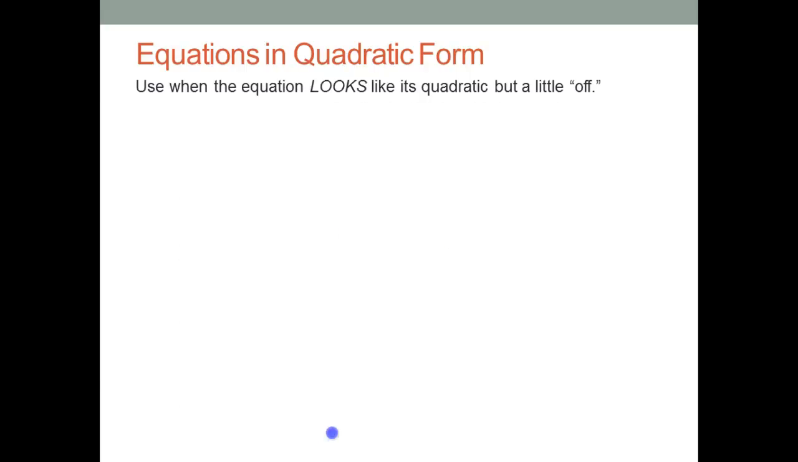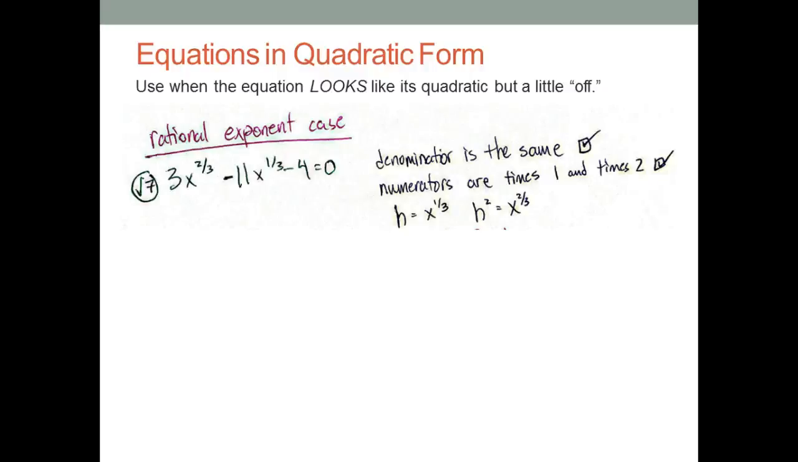Again, they could look like they're quadratic form, but it's a little bit off. So here I have fractional exponents, but the key is the denominator is the same. I have 3 in each one. And look, the numerators are times 1 and times 2. I have 1/3 and 2/3.